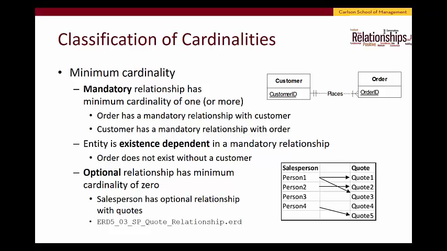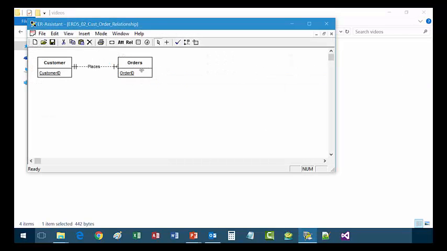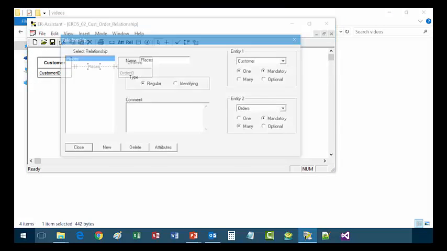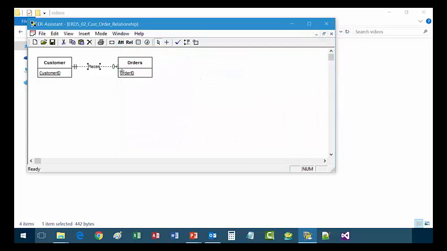Switch back to, where were we? To Notepad. If we close it, reopen the ERD5 O2 customer relationship, and under the places relationship, let us make the order optional. Okay, in which case we have the customers, they can place 0, 1, or many orders. In other words, prospects are counted as well.